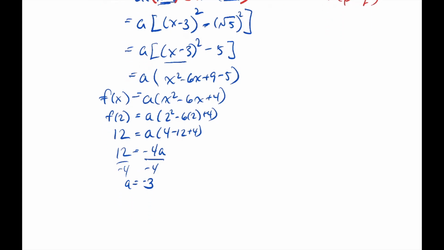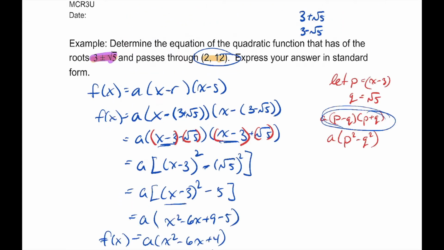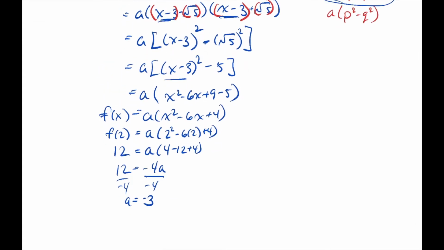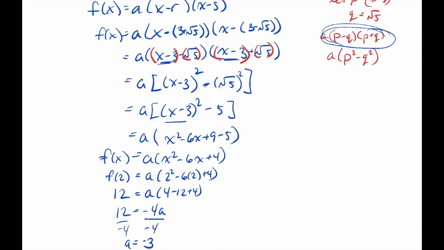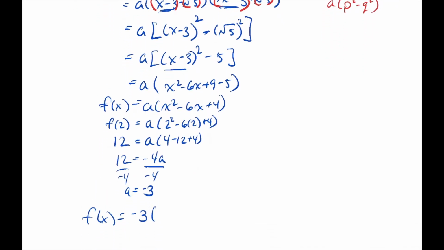So in this question, it does say express your answer in standard form. So we need to be careful. So let's go off and replug in a. So f of x is equal to 3 times, and what was our equation that we had over here? So 3 times x squared, oh, not that one, one too high. This is the one I'm looking for. x squared minus 6x plus 4.